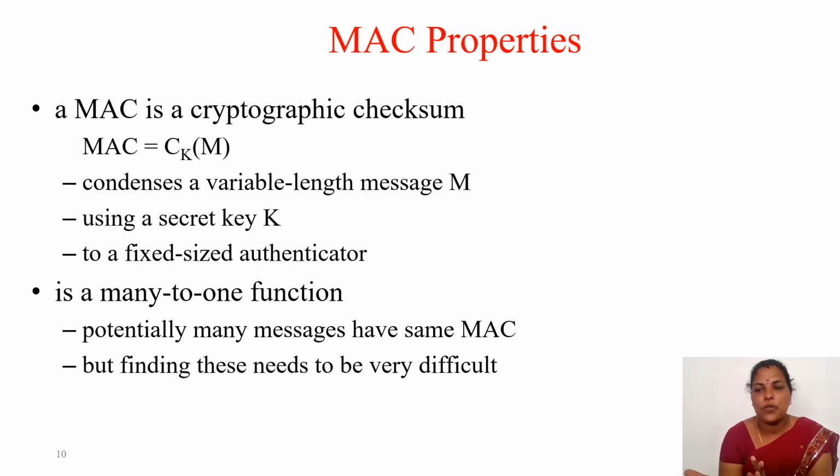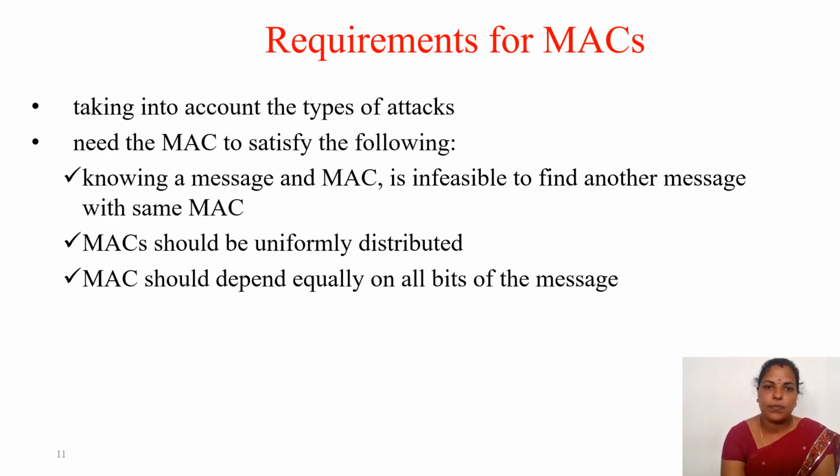Why is it a many-to-one function? Because many messages can have the same MAC. But finding these needs to be very difficult. Suppose we have a MAC; using the MAC, if you want to find the message, it is very difficult. Practically it is infeasible.